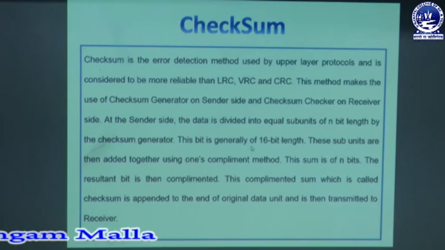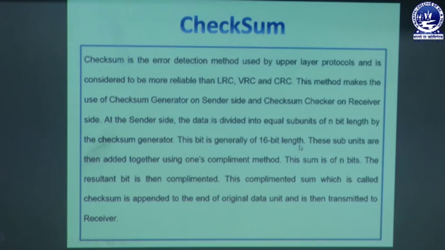This n is generally 16 bits. That means whatever subunits we get by dividing the data will be 16 bits in length. These subunits are then added together using the ones complement method. So after generating the subunits, these are added together with the help of the ones complement method. This sum is of n bits, and the resultant sum is then complemented.